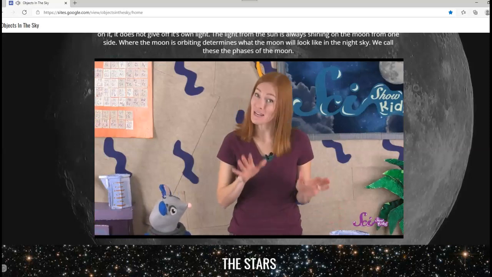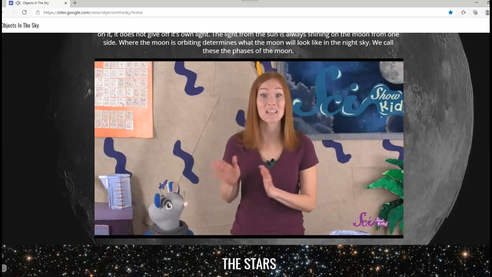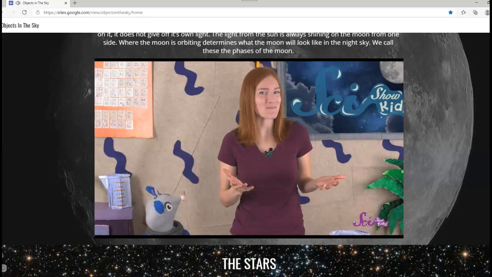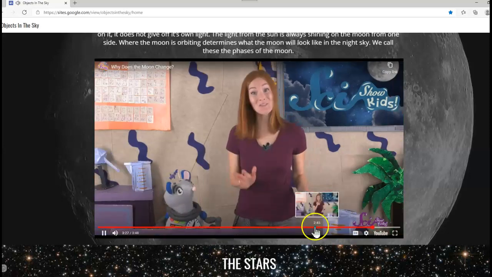Now you know that the moon doesn't really change shape. We just see different amounts of the sunny side of the moon as it makes its monthly trip around the Earth.